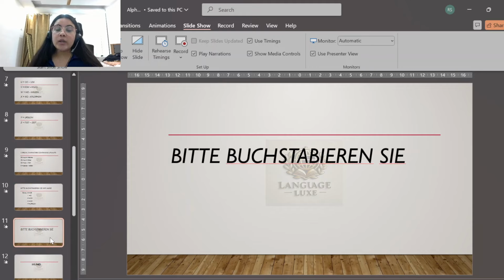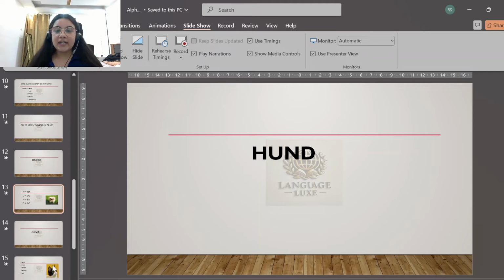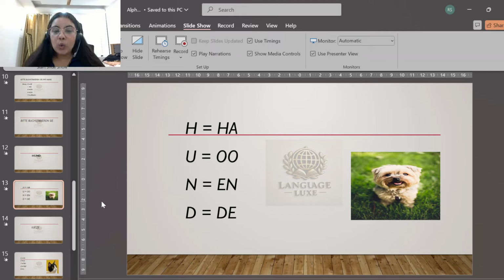Now, let's do an activity. Bitte buchstabieren Sie. Buchstabieren means to spell out. Now, I have a word here. Hund. You have 5 seconds of time. Recall the alphabets and spell out Hund. Fünf, vier, drei, zwei, eins. Now let's start. H-U-N-D. Hund. That means dog. You can see a cute little dog here.